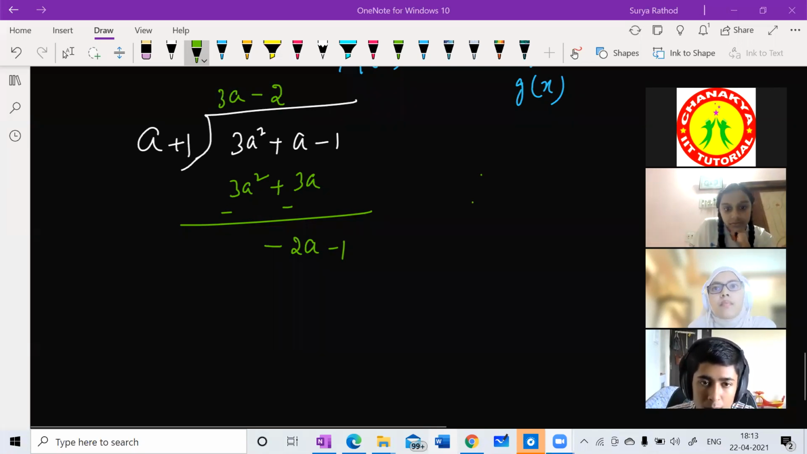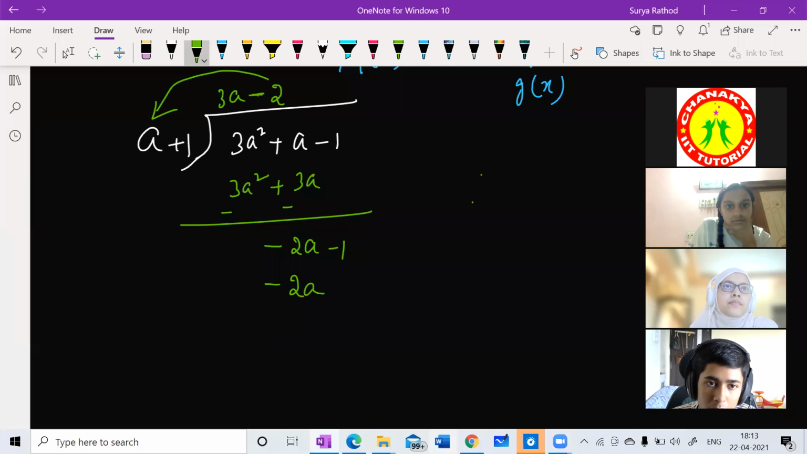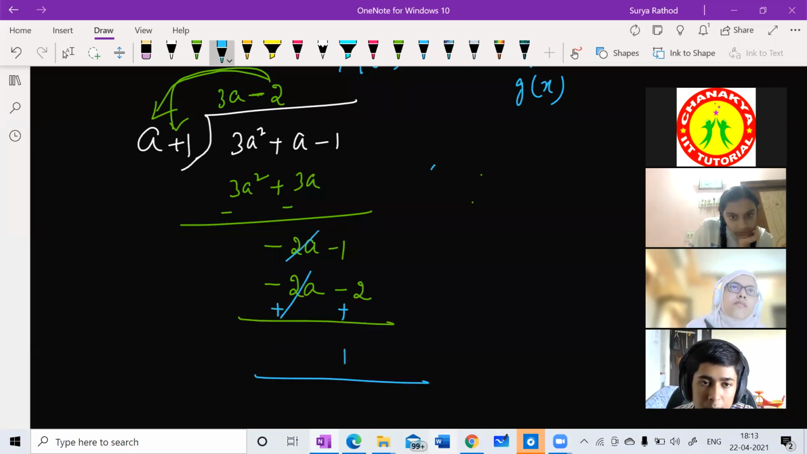Look at this now. With what number am I supposed to multiply now? Minus 2, 3a minus 2. If I multiply minus 2 into a, I get minus 2a. Minus 2 into 1, I get minus 2. Subtract again. When I'm subtracting, I change the symbols. Plus will become minus, minus will become plus. So plus 2a minus 2 will get cancelled. What is my remainder now? 1 is my remainder. So what is the quotient? Quotient is 3a minus 2.